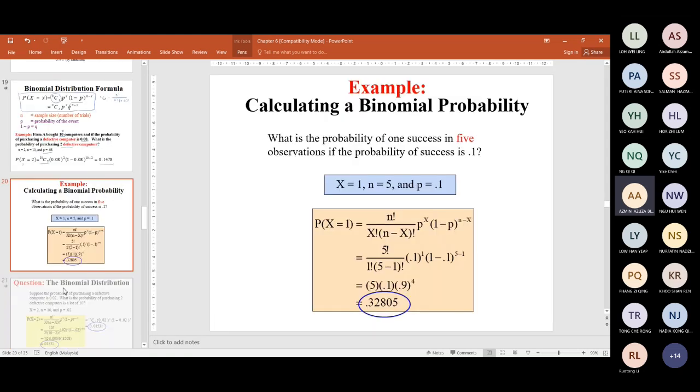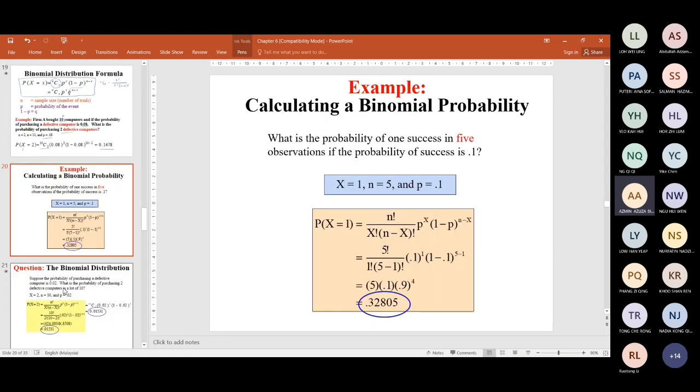Okay, another example. What is the probability of 1 success in 5 observations if the probability is 0.1? The question asks for the probability of 1 success. We just want 1. So basically the question asks us to find P(X = 1). 1 success in 5 observations, so this 5 is our n. n equals 5 trials. And the probability is this, so P is 0.1. So we have x equal to 1, n equal to 5, P equal to 0.1.